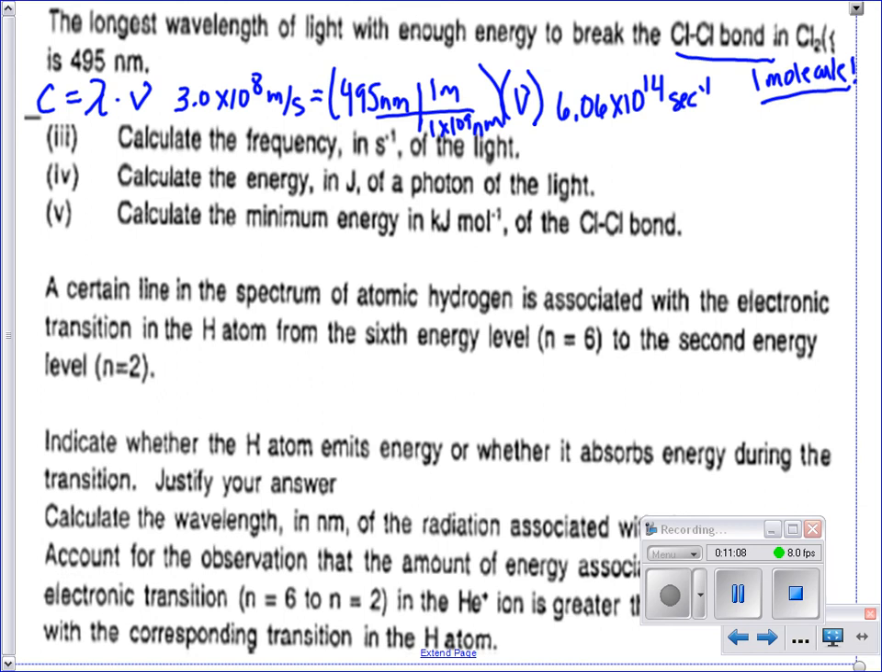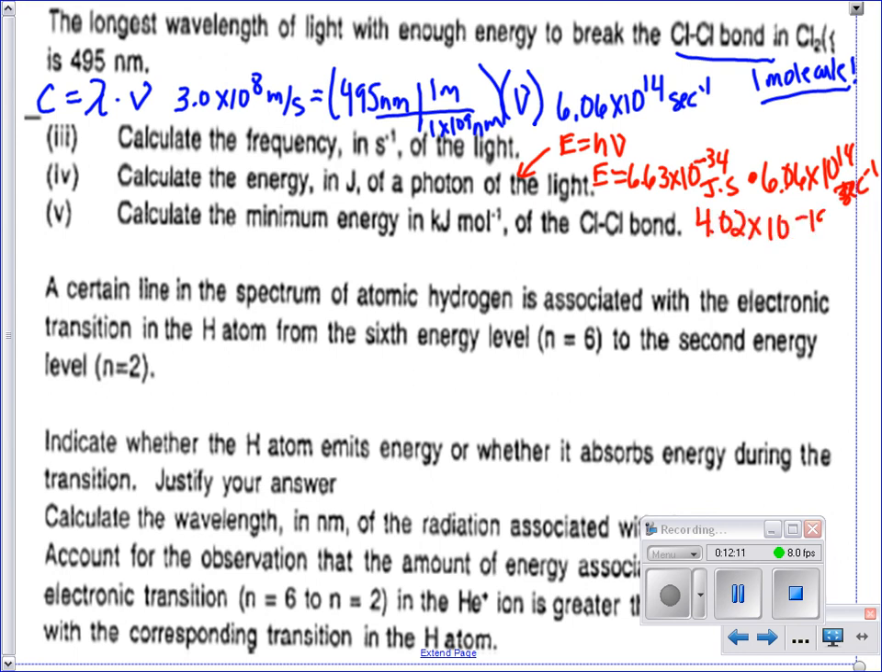Next, calculate the energy in joules of the photon of this light. How can I calculate energy in joules now that I know frequency? There's a short version. You can do E equals hc over lambda. That's kind of long. There's either E equals hv. Exactly. So for this one, energy is equal to Planck's constant times the frequency. So I'm calculating energy. Planck's constant is 6.63 times 10 to the negative 34th joule seconds. We're going to multiply that by the frequency from the previous problem of 6.06 times 10 to the 14th per second, giving me a final answer of 4.02 times 10 to the negative 19th joules.